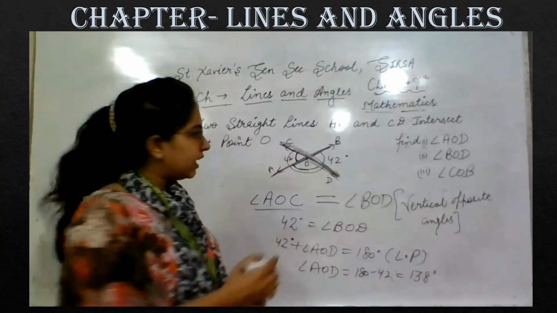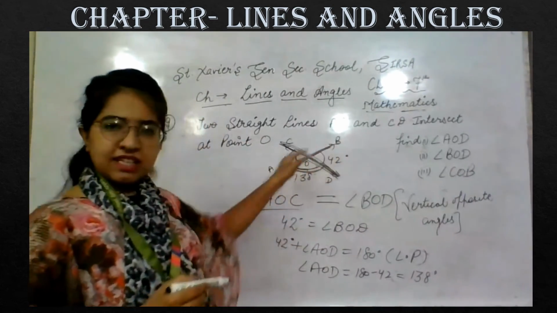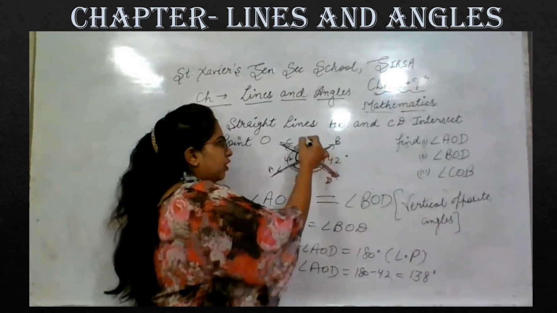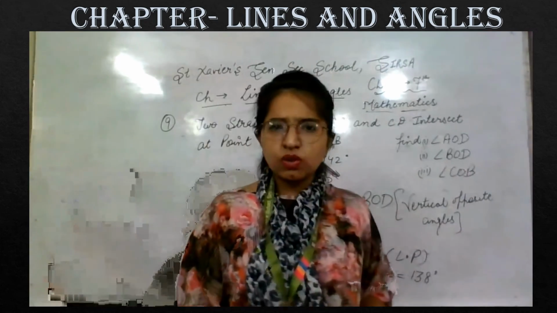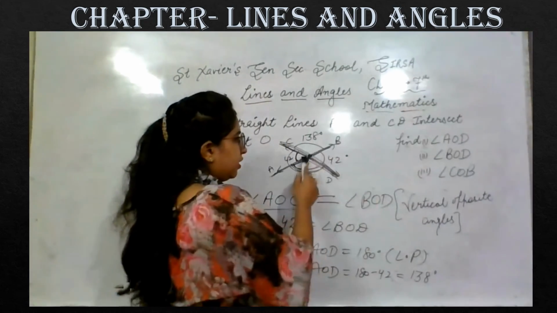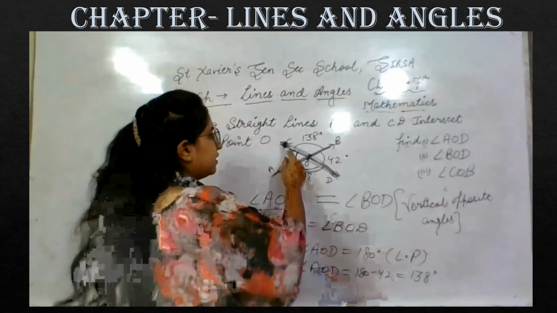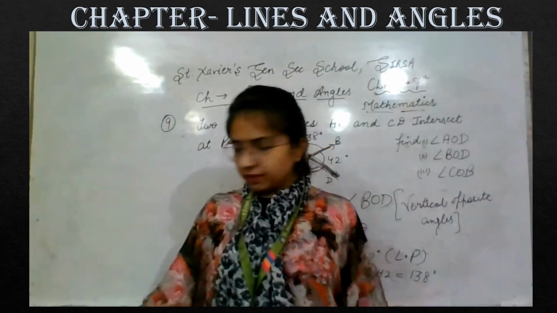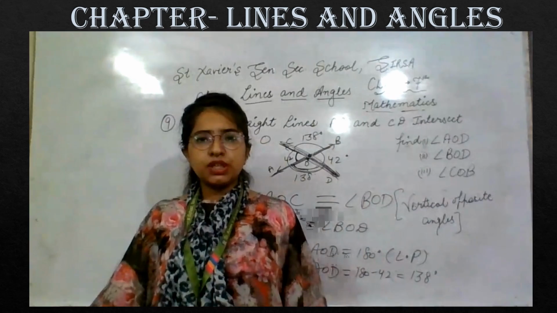AOD is 138. If AOD is 138, these two lines are intersecting. This is the intersecting point. The opposite angle will also become 138 degrees. This only we have to find. See, BOD is 42 degrees. COB is 138 degrees. So that's it. Too simple. Getting it, all of you? Like this only you can do the rest of the questions, students.